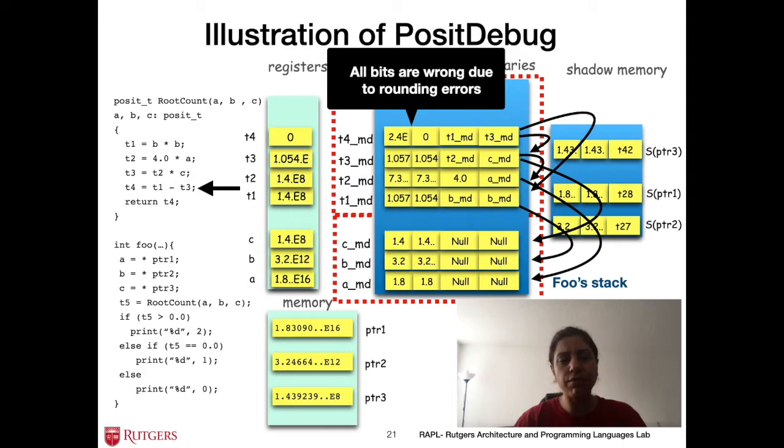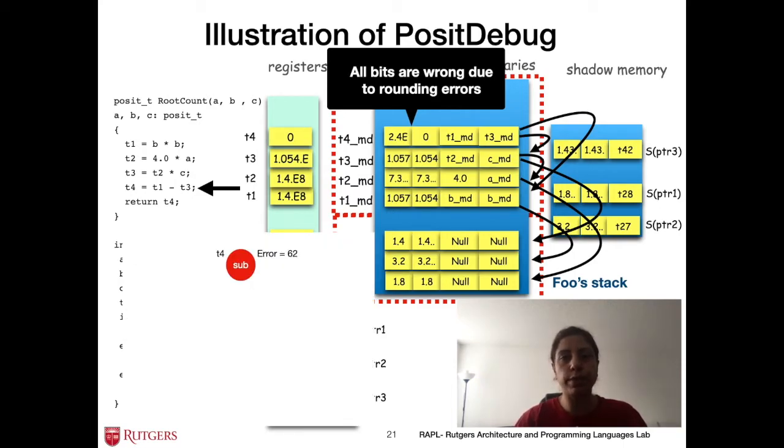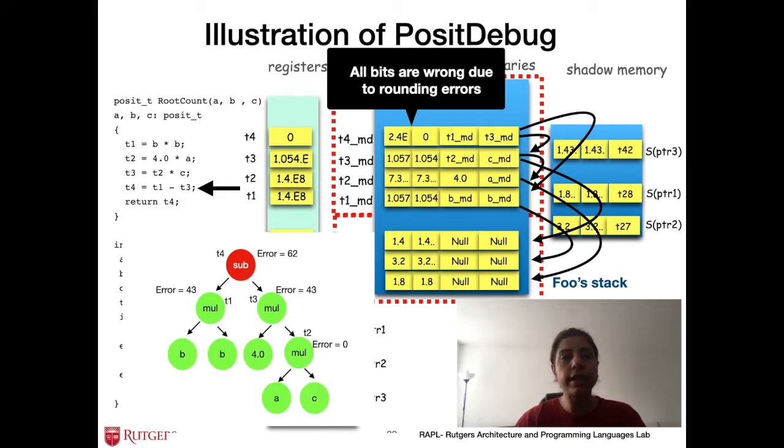The first thing we have noticed is that the subtraction operation at t4 has an error of 62 bits. That is, all bits are wrong. From t4, we can access the t1 and t3's metadata and notice that both of the operands have an error of 43 bits. We recursively traverse each node and construct the entire DAG, which helps us to do the root cause analysis. We figure out that t1 and t3 have error due to loss of precision, and it is magnified in t4 due to catastrophic cancellation.